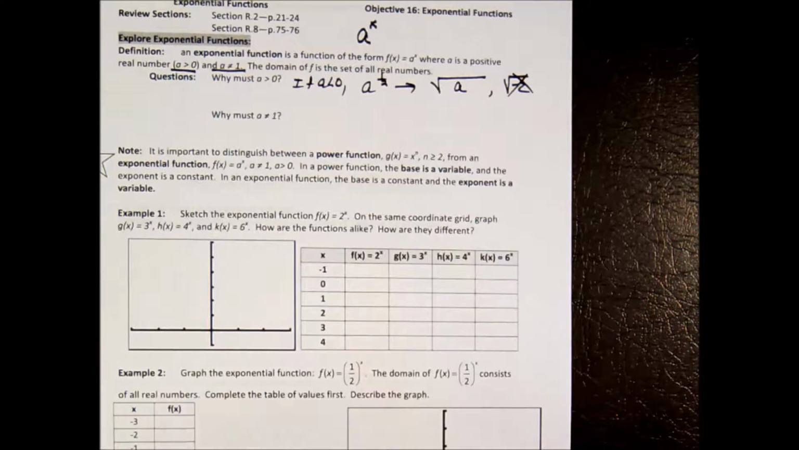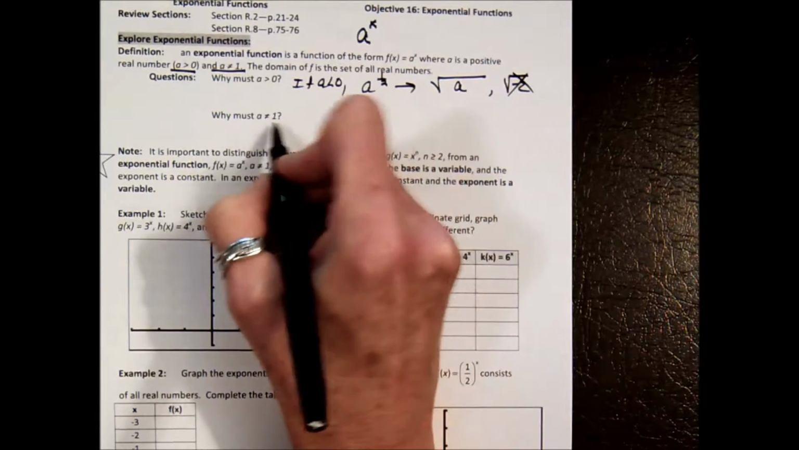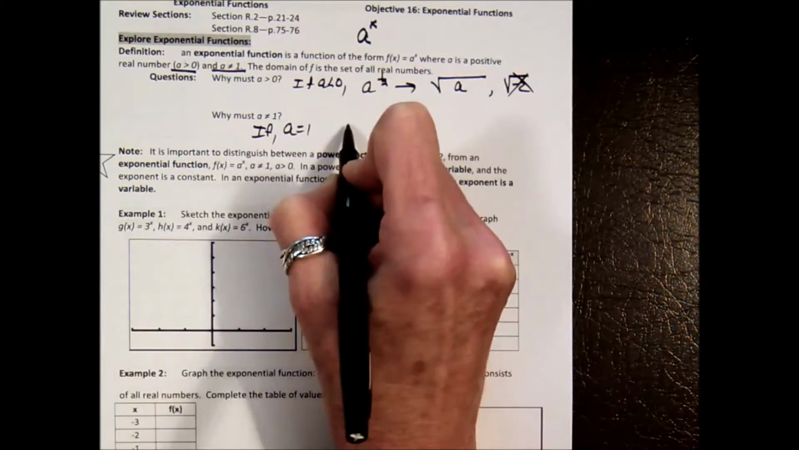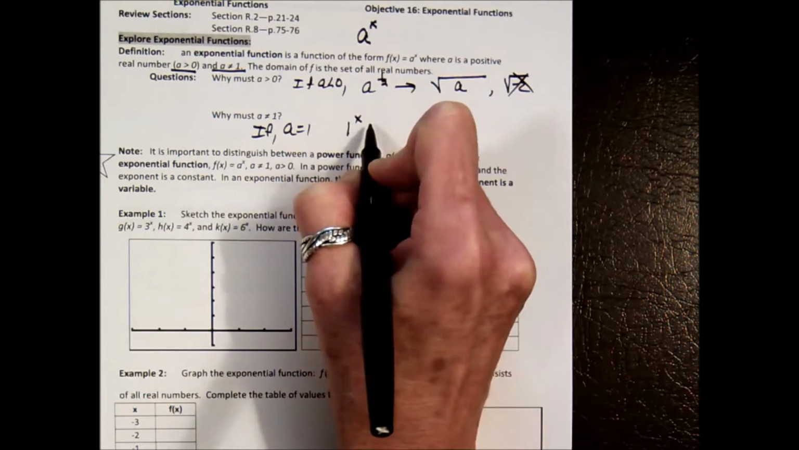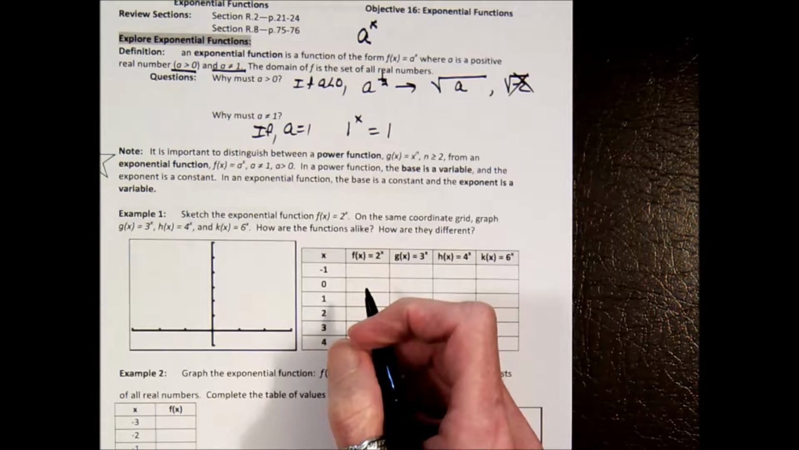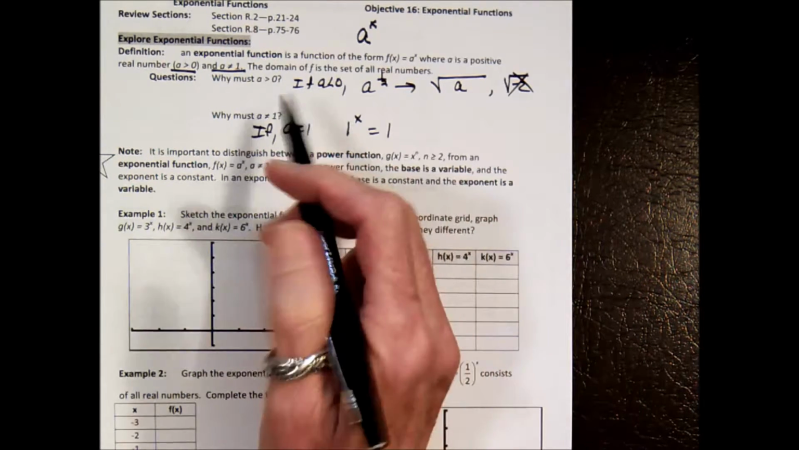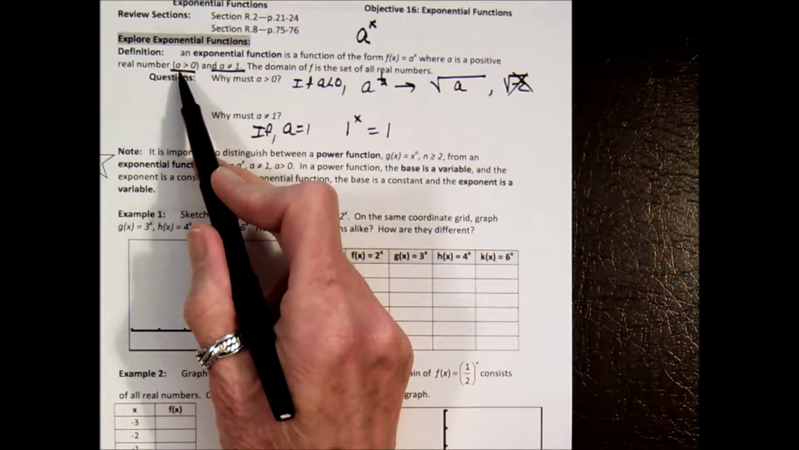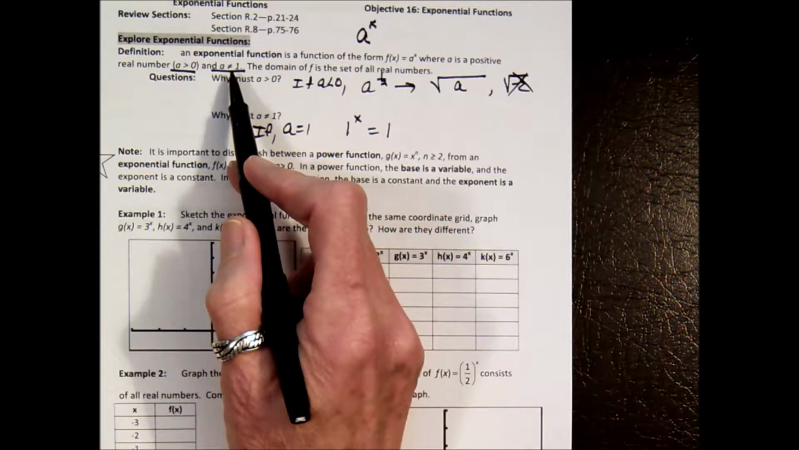Why must a not equal 1? Because if a was equal to 1, you would have 1 to any power, and it's just going to be equal to 1, so it doesn't matter. So those two restrictions are on that definition of our exponential function, that a has to be positive, so greater than 0, and not equal to 1.